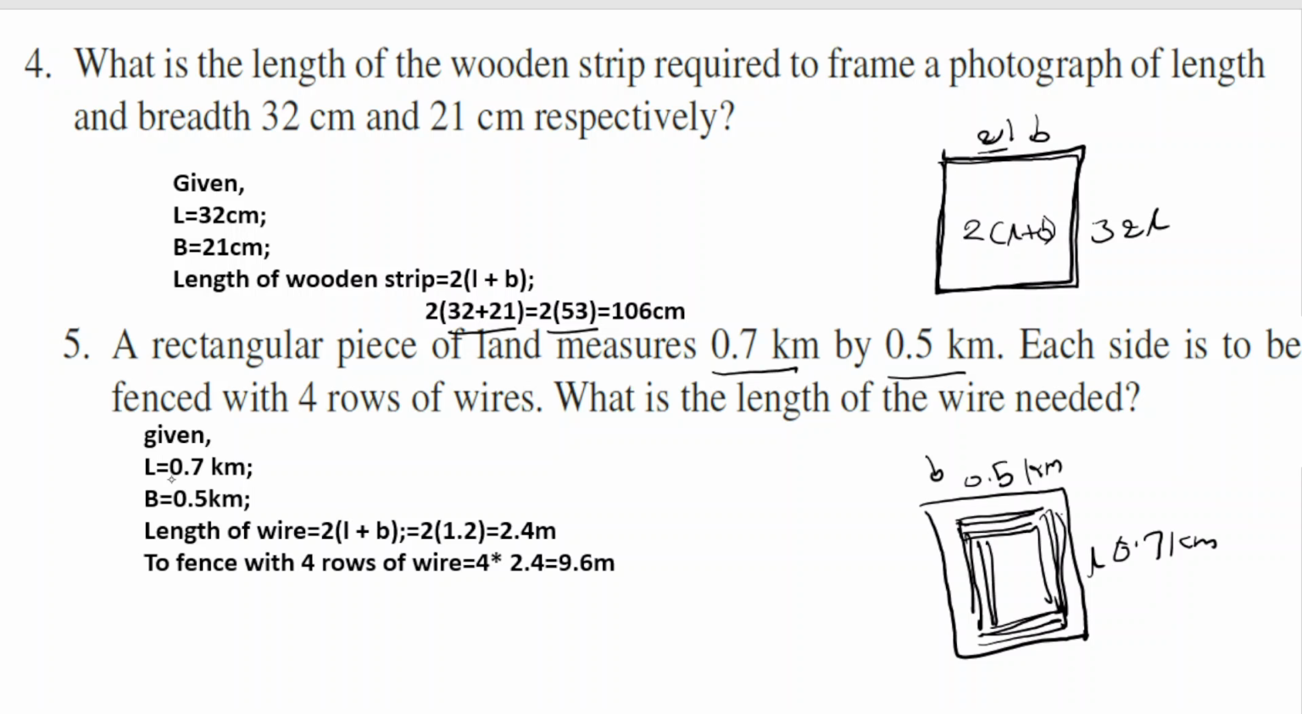Suppose here L is given 0.7 kilometers and B is given 0.5 kilometers. Length of wire equal to 2 into (L plus B), that is nothing but 2 into 1.2, that is equal to 2.4 meters. For one round it requires 2.4 meters but we need to fence it with 4 rows of wire. So this is 4 into 2.4, that is nothing but 9.6 meters.